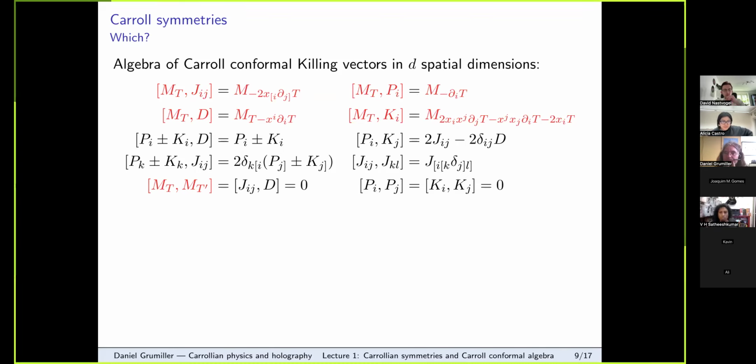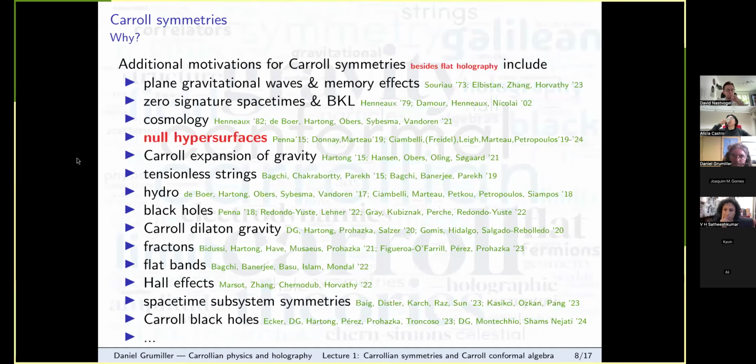I was just wondering if there's any intuitive reason, any connection between the physical interpretation of the symmetry as the c goes to zero limit, and why it appears as the holographic dual for flat space holography.